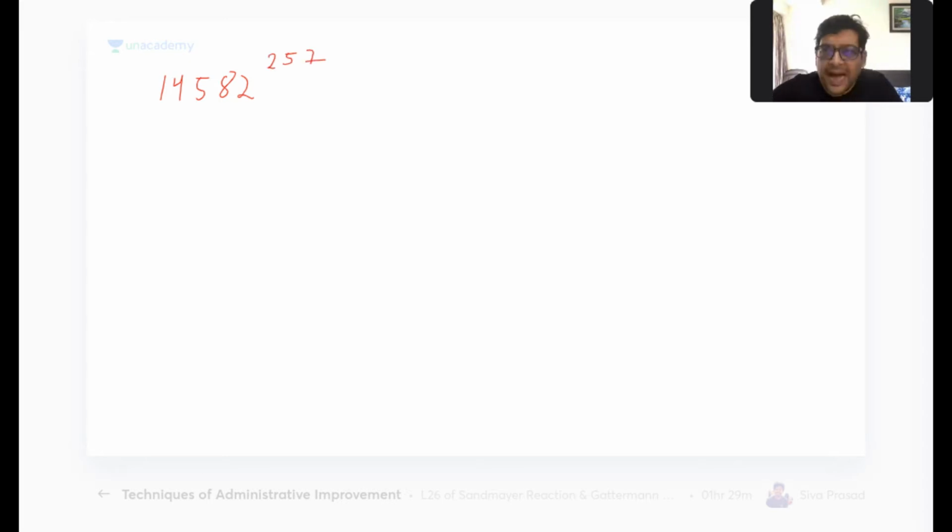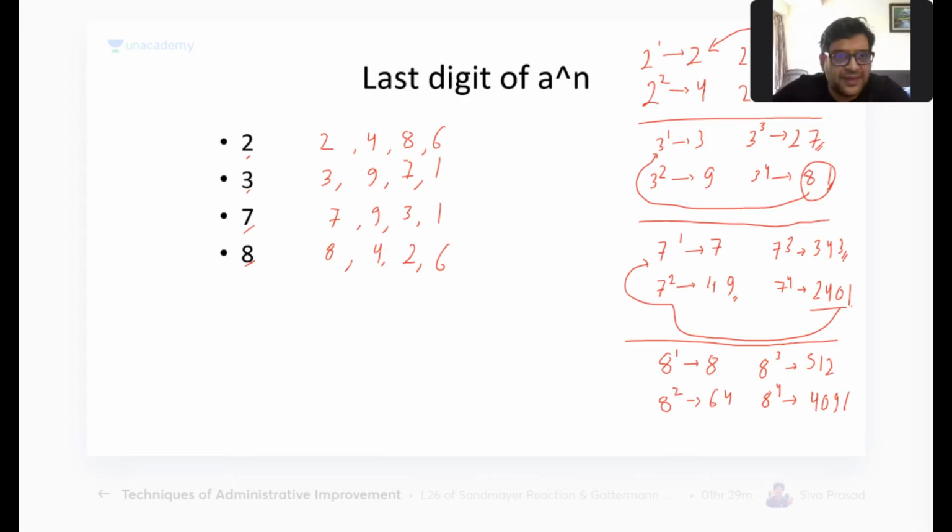Now, please note, as long as we are trying to find out the last digit, the only thing that matters is what is the last digit of the base. So the last digit of the base is 2. So that is the only thing that I am going to care about. The 1458 before it is of no significance to me.